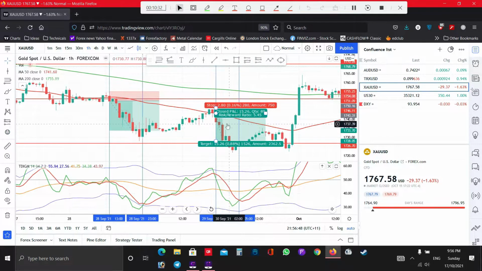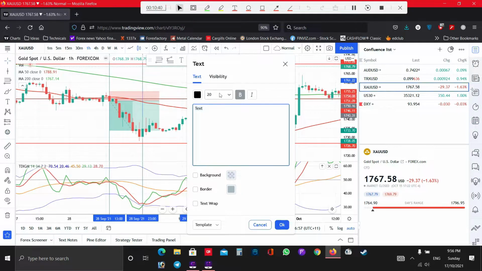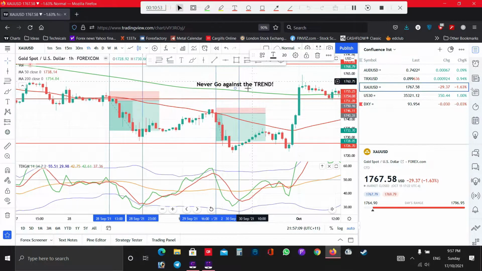Like that, you can identify entries, but make sure you never go against the trend. I would write it, never. This is the only rule about TDI: never go against the trend. Never go against the trend.